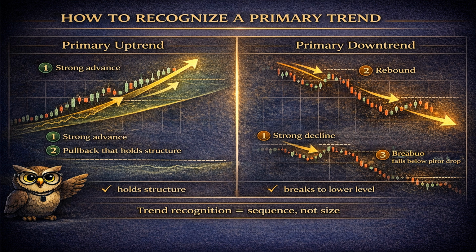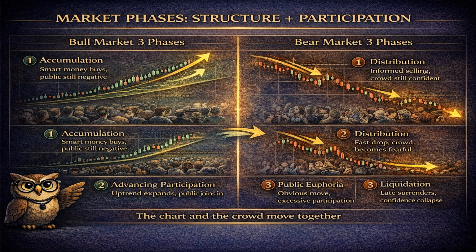A primary uptrend is not just price went up a lot. It is a strong advance, followed by a pullback that does not destroy structure, followed by another push that exceeds the previous meaningful high. A primary downtrend is the opposite. A strong decline, followed by a rebound, followed by another drop that breaks to a lower level while rallies fail to reclaim prior highs. Now add one more layer.